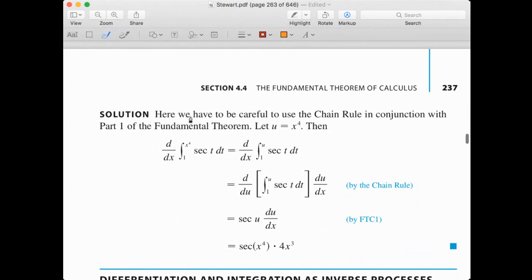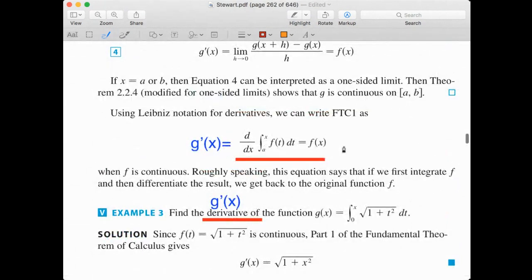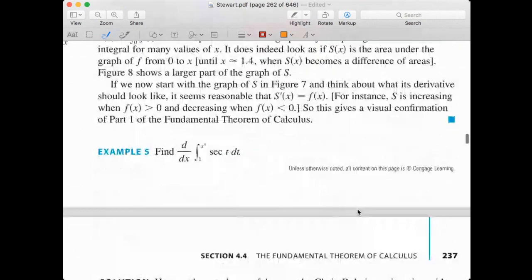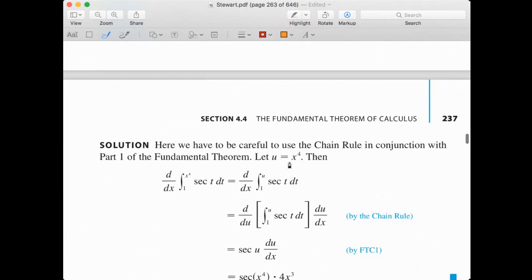So we have to be careful to use the chain rule in conjunction with part 1 of the fundamental theorem. So we use u substitution. We said, okay, let's call x raised to the 4th u. Here I can call this f of u, I can call this g of u, I can call this u. The variable is just a variable. So temporarily, let's call x to the 4th u.